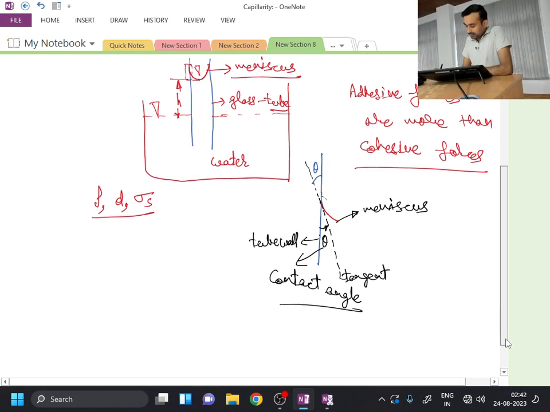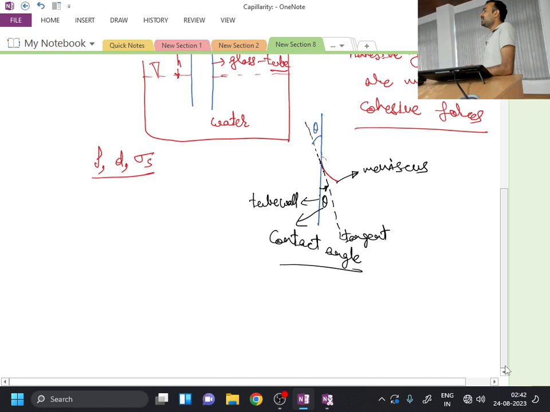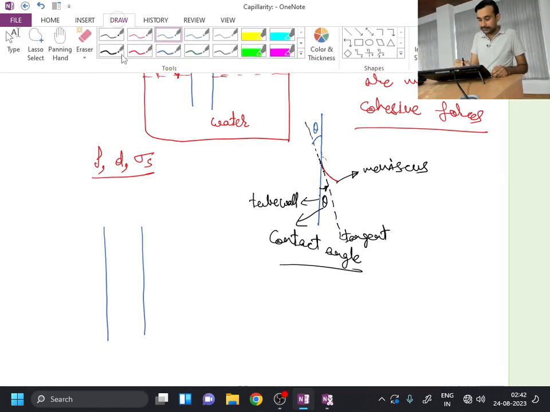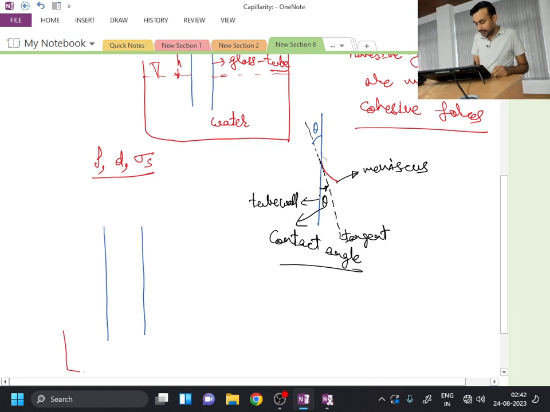Now what we have to do is apply a force balance in order to find out how much the capillary rise length can be. To do so, once again I will draw the free body diagram. This is the tube, and this is the container. In this container I have one free surface over here, then some curved meniscus, a curved free surface, and then another free surface over here.